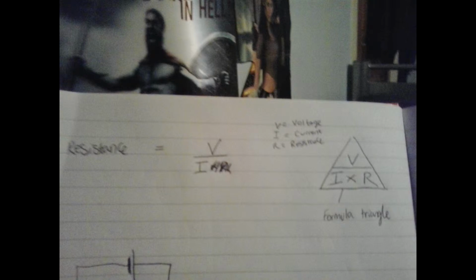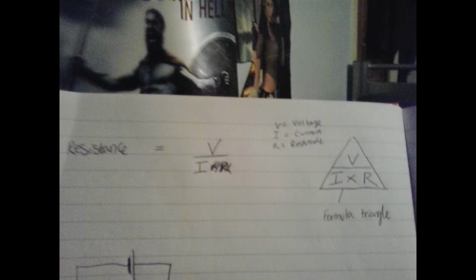And the formula that many people may have come across before is V is equal to I times R. If I cover up V, it tells me that V is I times R. So if you're given any two of these, you can work out the other simply by covering up the one you want to work out. The formula we're using today is resistance is voltage divided by current.